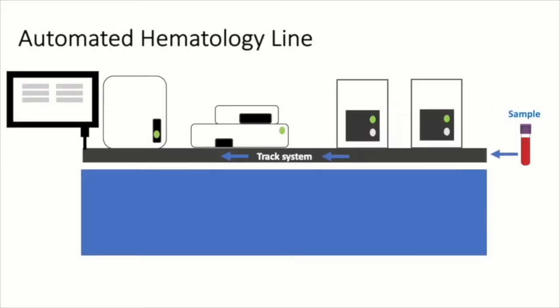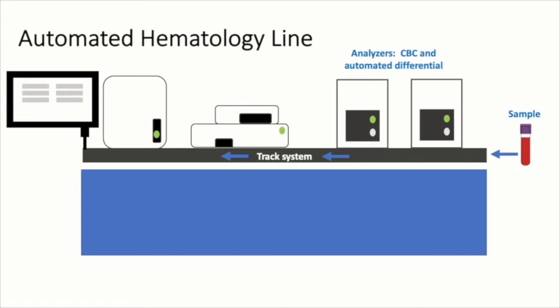This image shows a diagram of an automated hematology line similar to those seen in many hospital hematology laboratories. The sample seen at the right side of the screen is placed on an automated track system. The track system first takes the sample to one of the automated hematology analyzers. Note that in this case there are two identical hematology analyzers on the line.